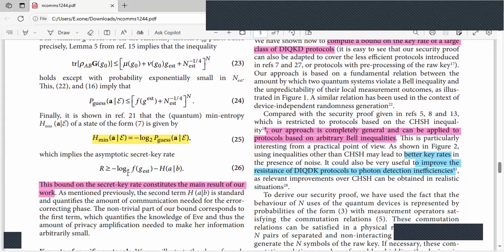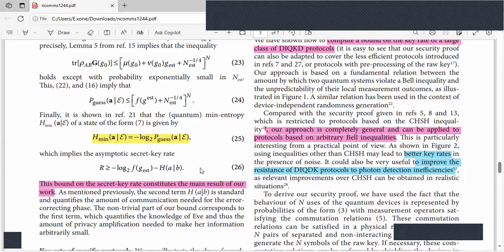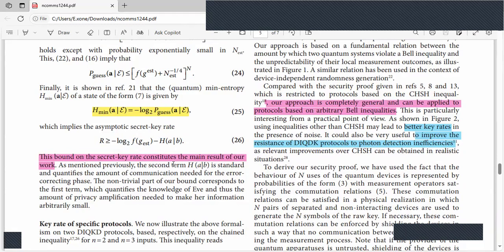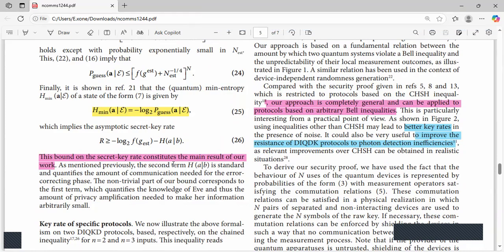And it is upper bounded by the first term, that is the log base 2 of the given function that depends upon the Bell inequality and the uncertainty between Alice and Bob's measurement results. So the main result, the main advantage of the whole process, is the first term of the secret key rate. This bound on the secret key rate constitutes the main result of their work. And this gives us the secret key rate bound for any kind of Bell inequality, whether it is the CHSH inequality or any inequality for higher dimensional states.